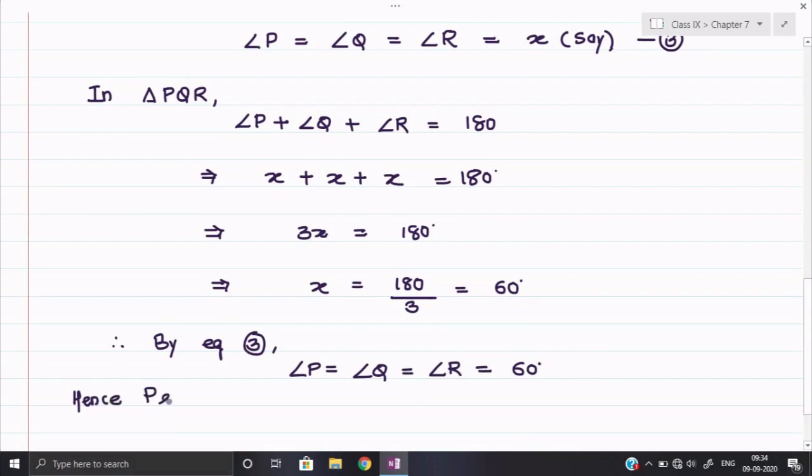Now in the next session we shall start exercise 7.3. Exercise 7.4 is not in your syllabus. So only one topic is remaining in the chapter and the chapter will get over. So next time onwards we shall take from exercise 7.3.